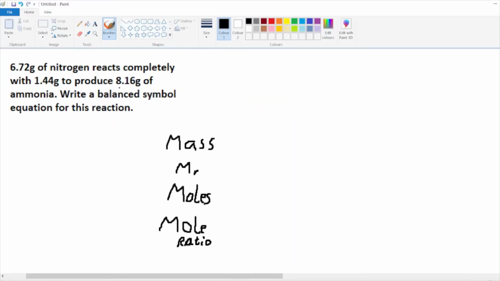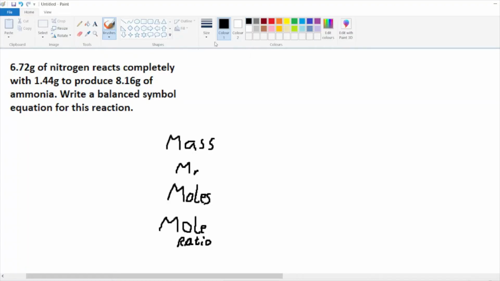So here's actually another example. So this time we want to write a balanced symbol equation for the reaction between nitrogen and, I should say, hydrogen there, to produce ammonia. So we're looking for the mole ratio because that's essentially what the numbers on the outside that balance the symbol equation are. First of all, though, we need to write our symbol equation.